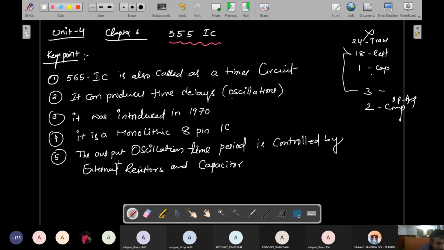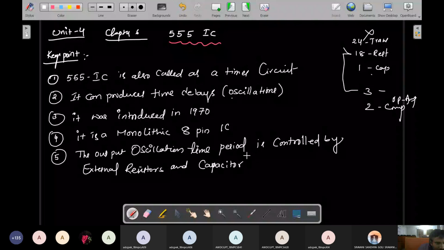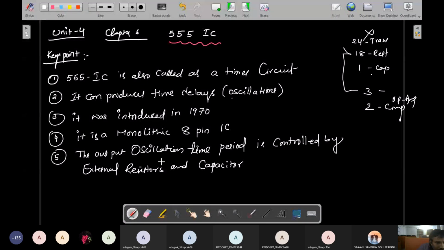Okay, understand everybody? You give input to this 555 IC, and obviously you get an output oscillation. That output oscillation time period is controlled by the external resistors. The external resistors and capacitors we add to this 555 IC decide that output oscillation time period. That is the reason this point is very important: the output oscillation time period is controlled by external resistors and capacitors. So these are the key points of the 555 IC.